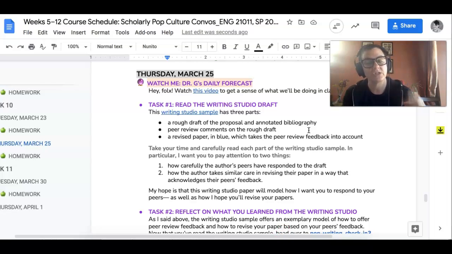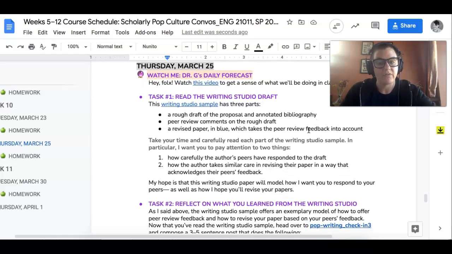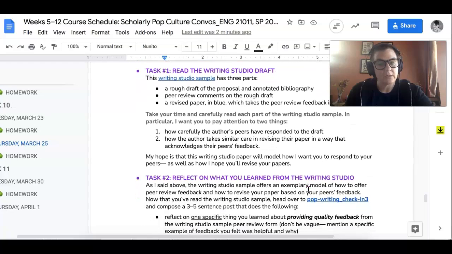And I want you to pay attention to two things. One, how carefully the peers have responded to the draft, like one specific example where you're like, man, that was a really good piece of advice. And then related, one specific example of something that the author has done that you really feel was a really good revision of the paper. So you are going to be comparing between drafts and really paying attention to that peer review feedback, because we're learning about how to revise, but also how to give good feedback. And both of those things are actually related. We learn to become better writers by giving other people feedback on their writing. So that should take you some time.